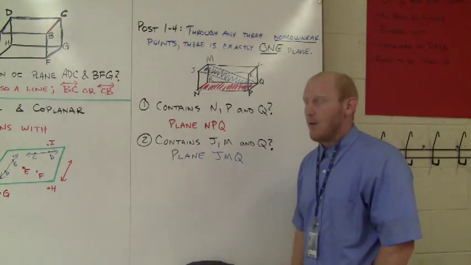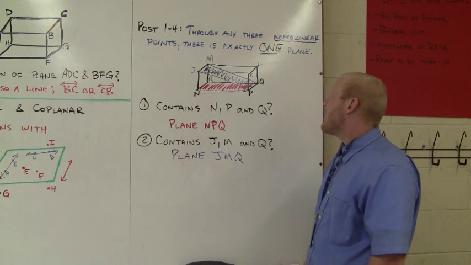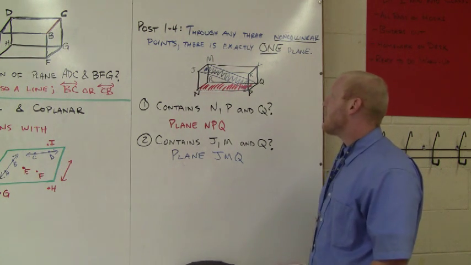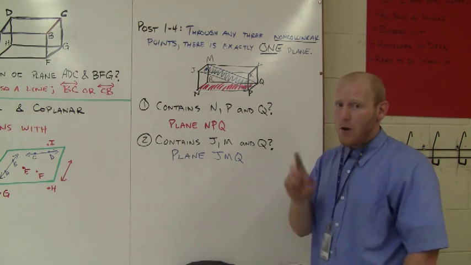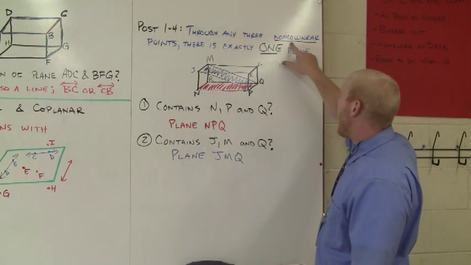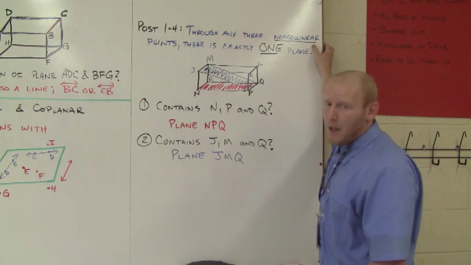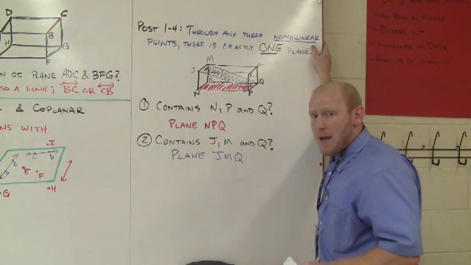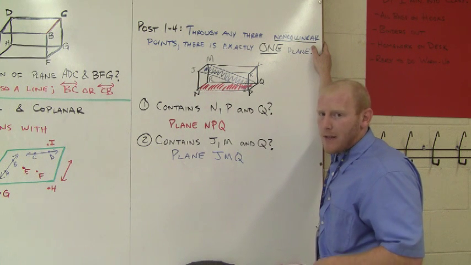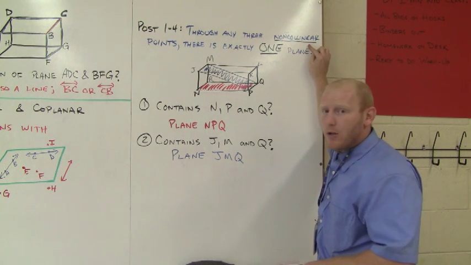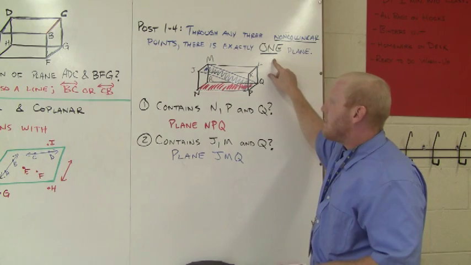So our last postulate, postulate 1-4. Through any 3 non-collinear points, there is exactly 1 plane. Now, you see I underlined 2 things, non-collinear and 1 plane. It's very important. To be a plane, they can't be collinear points. You can't have 3 collinear points and have a plane. That's why it's non-collinear points here, and then there would be 1 plane.